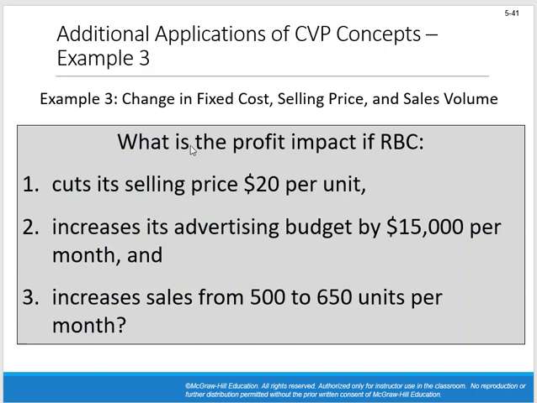How about this one? What is the profit impact if RBC, 1, cuts its selling price by $20 per unit, 2, increases its advertising budget by $15,000 per month, and 3, this causes sales to increase from 500 to 650 units per month. So we're looking at all kinds of changes here, right? Again, incremental analysis might be tough in this situation, so we might want to draw out the income statement again.